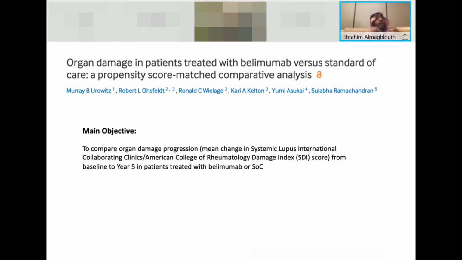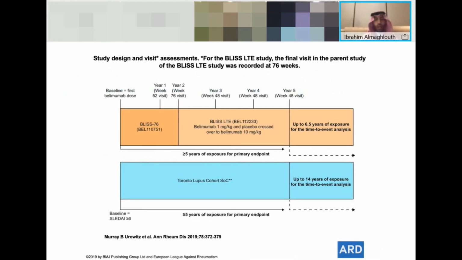So another way: can belimumab reduce the risk of damage independent of all the other factors that can contribute to damage? Now, obviously, patients who received belimumab are not similar to the people who did not receive belimumab. So their way to account for this imbalance or confounding effect is by using propensity score. This study was clearly done well. They did multiple methods of propensity score.